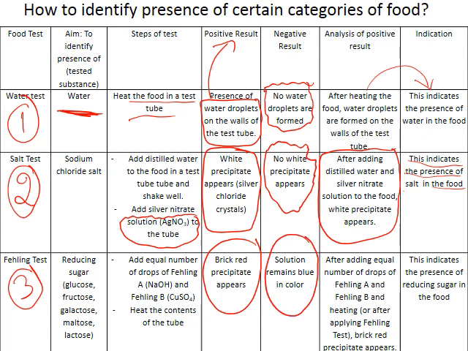Analysis: after adding equal drops of Fehling A, which is NaOH, and Fehling B, CuSO4, and applying the Fehling test, a brick red precipitate is going to appear. What does this indicate? This indicates the presence of reducing sugar in the food. So a brick red precipitate is an indication of the presence of reducing sugar.